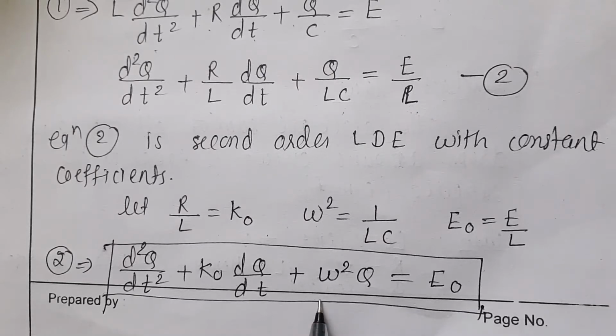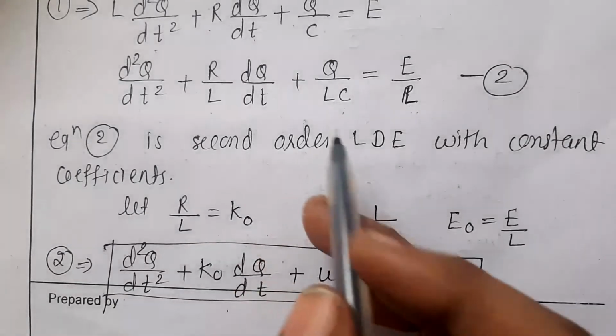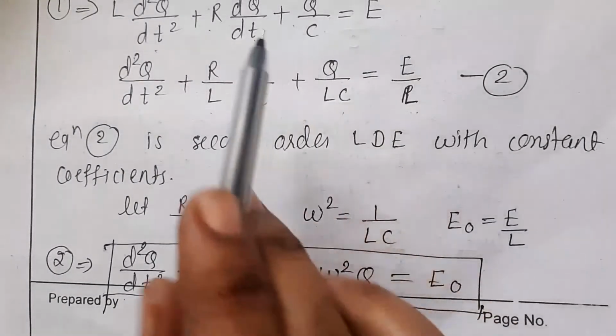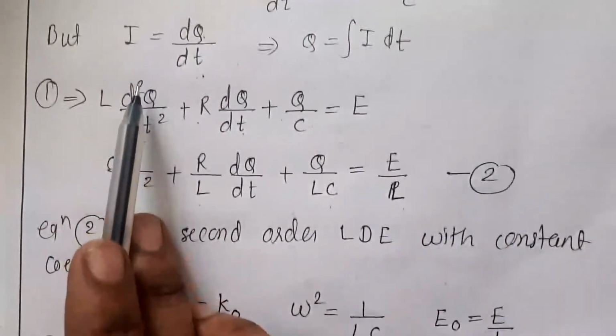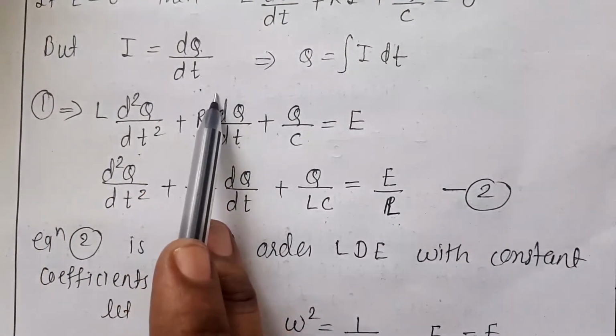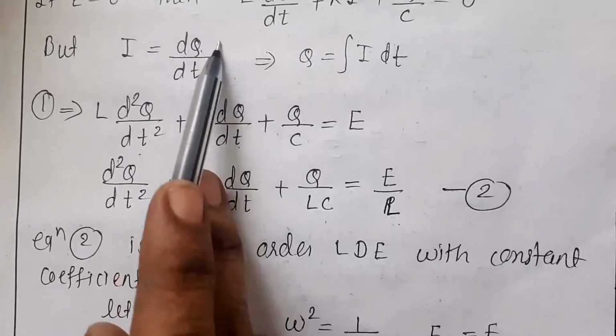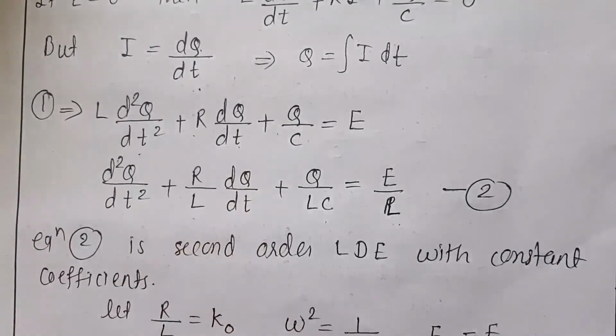You can solve this differential equation in terms of current also, or after finding out charge you can find out current, that is I is equal to dq by dt. So find the derivative of charge, you will get current. Now we see one example on this.